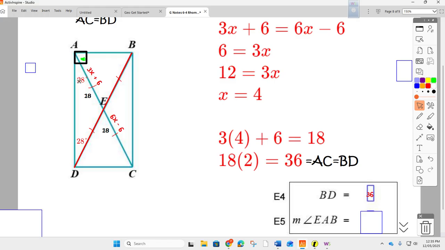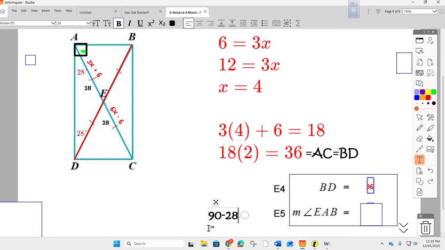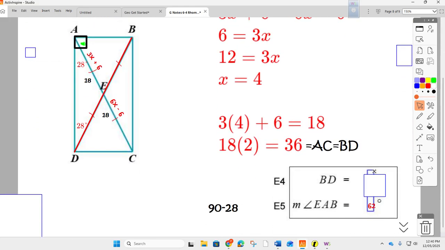We could find the measure of this angle DEA, but they don't ask us that, right? We could add these two together and subtract from 180. What they ask us is to find the measure of angle EAB. So EAB. So that's the other part of this right angle. So how can we find the measure of angle EAB now that we know this angle is 28? Subtract 28 from 90. That's exactly right. So 90 minus 28, and that gives us 62 degrees.